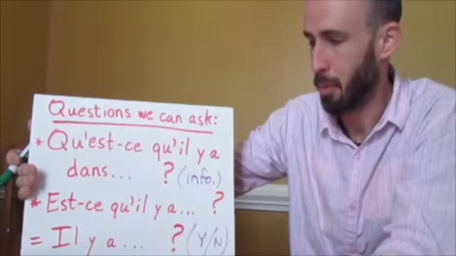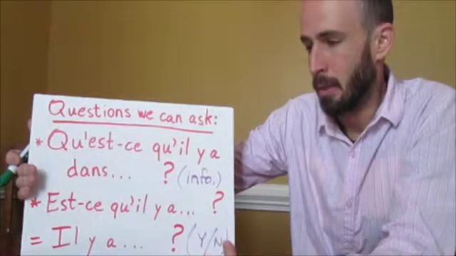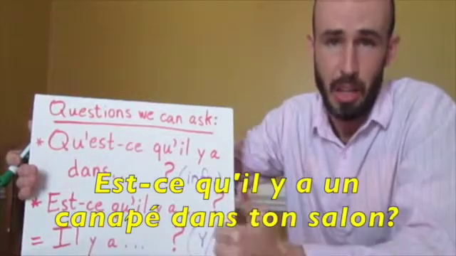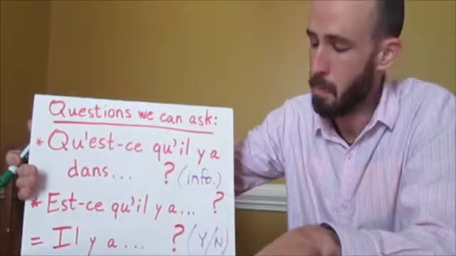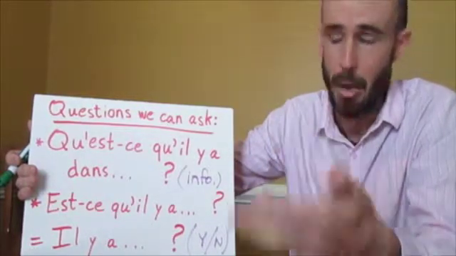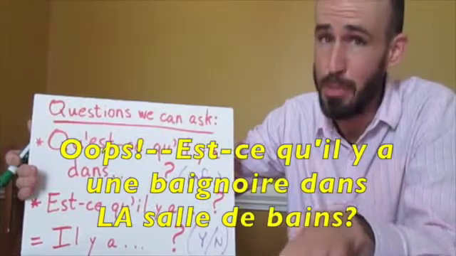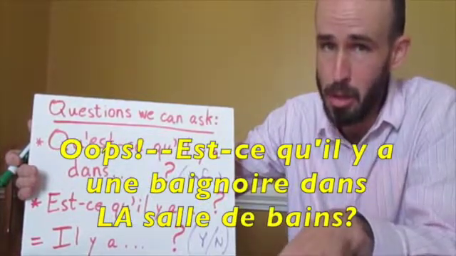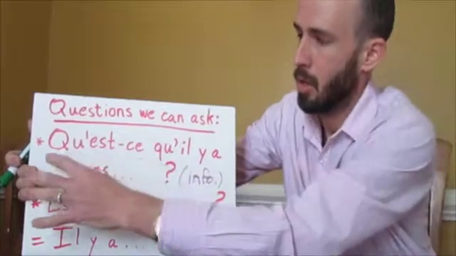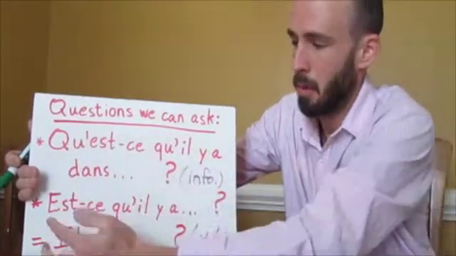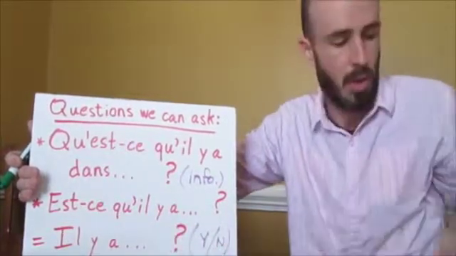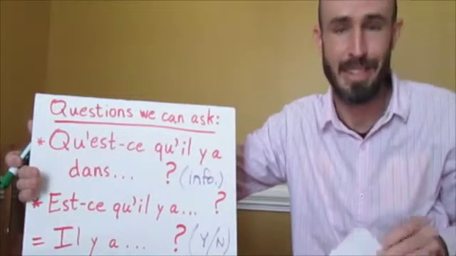Or if you want to say, for example, is there a couch in your living room? Est-ce qu'il y a un canapé dans ton salon? Or is there a bathtub in the bathroom? Est-ce qu'il y a une baignoire dans la salle de bain? And so forth. So again, open-ended question, qu'est-ce qu'il y a? Yes or no question, est-ce qu'il y a or il y a? Tout simple. Alors, regardons quelques photos comme exemple maintenant.